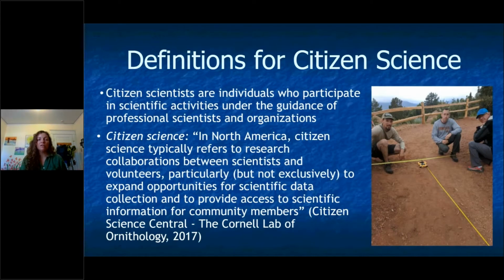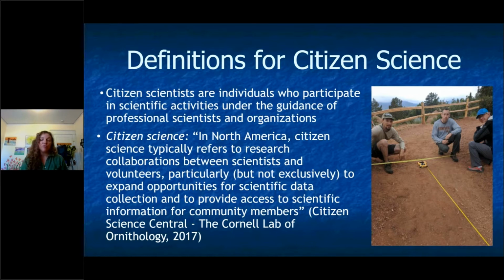So who are citizen scientists? They're individuals who participate in scientific activities under the guidance of professional scientists and organizations. So this is actually our government's definition. And Paul and I have been talking a lot about forging this path towards citizen-started science, right? So the idea that you have to be under the guidance of professional scientists is up for debate. That's kind of shifting, but this is the definition we currently have.